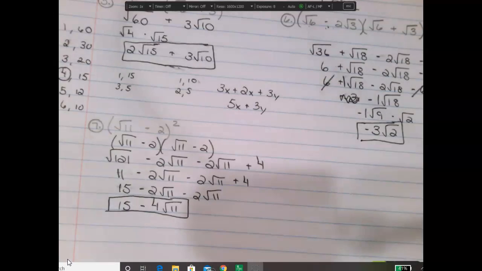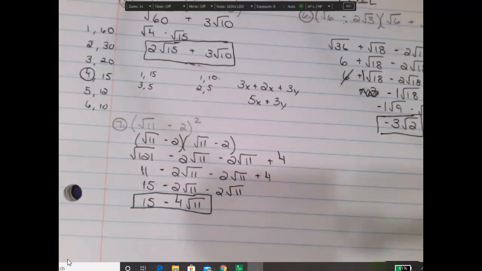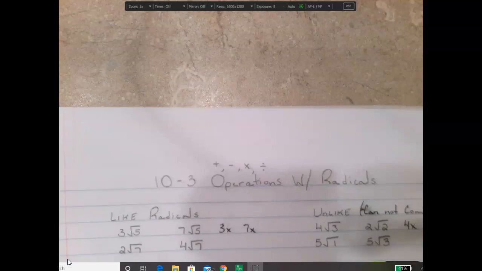Those are the first 7 problems, guys. A look into this chapter. We've got some adding, some subtracting. We've done some distributing, and we've also done some FOIL as well. Now, let's get in. We've got 2 problems left, and then we will wrap up today's lesson.